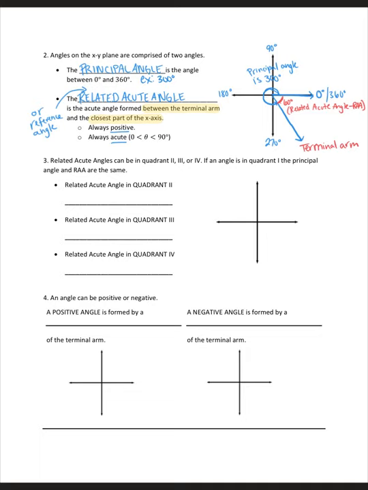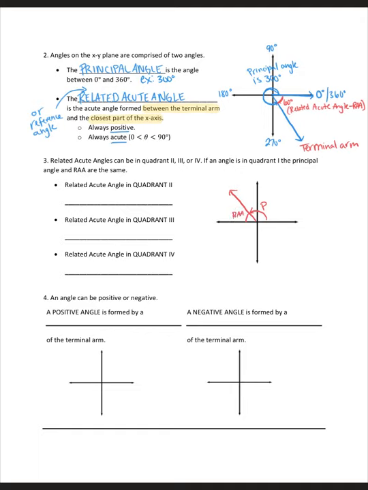Okay, so some things to recognize about our related acute angles. They can be in quadrants 2, 3, or 4, right? If we're in quadrant 1, we already have a positive acute angle, so it's not a related acute angle. If an angle is in quadrant 1, the principal angle and the related acute angle are the same. But what about if we are in quadrant 2? So let's say that we had our principal angle in quadrant 2, something like this. Right, so I'm going to call that P for my principal angle. Well, how do I find my related acute angle? Well, my related acute angle is going to be here.